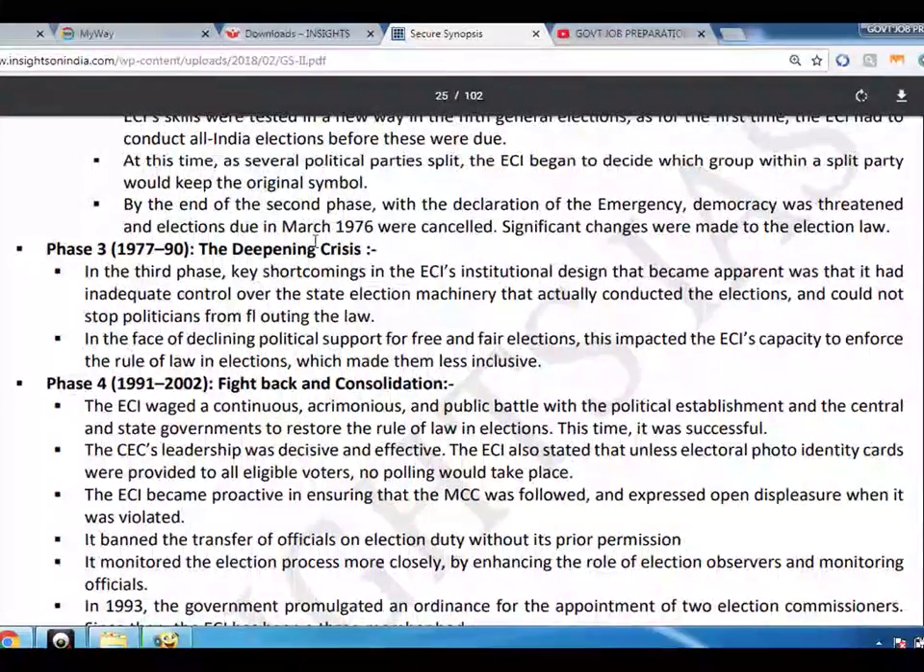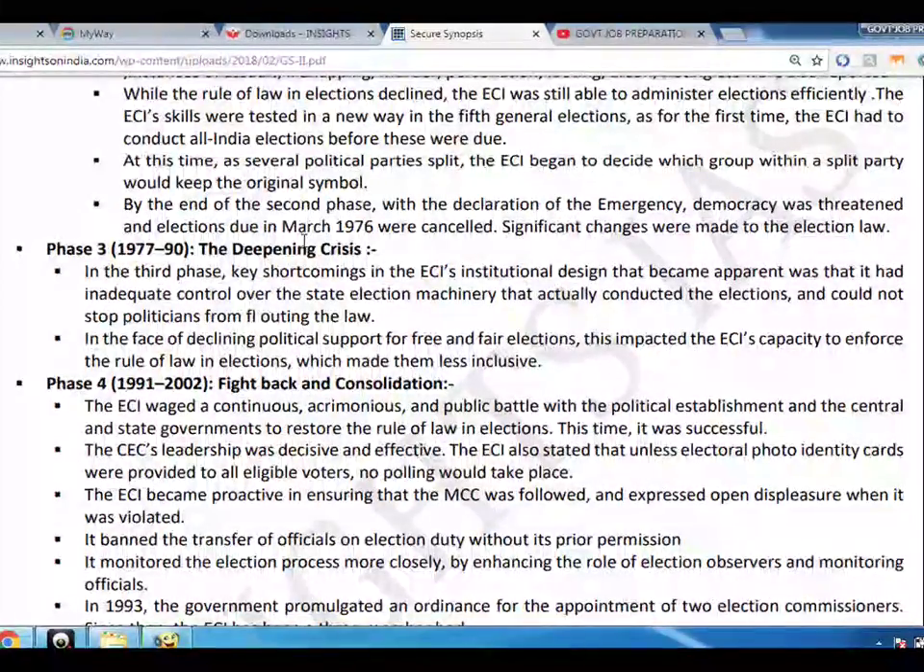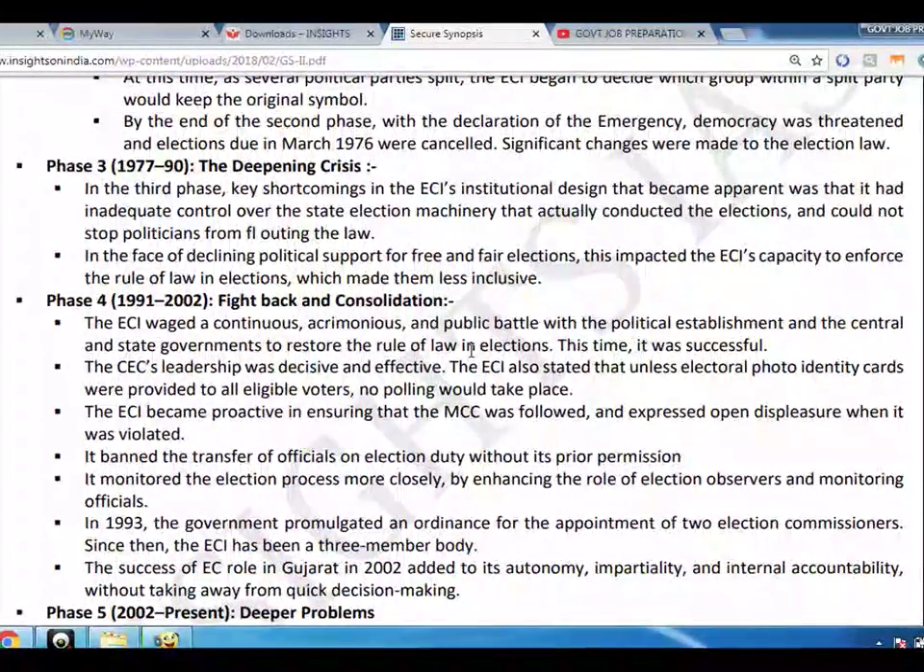Phase 3, 1977 to 90: the deepening crisis. In the third phase, key shortcomings in the ECI's institutional design became apparent: it had inadequate control over the state election machinery that actually conducted the elections, and could not stop politicians from flouting the law. In the face of declining political support for free and fair elections, this impacted the ECI's capacity to enforce the rule of law in elections, which made them less inclusive.